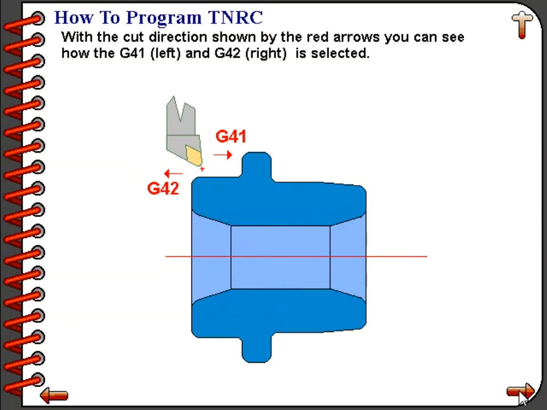Here you can see a back turning operation. A back turning operation would refer to the tool cutting from the back of the part towards the front of the part. However, if the tool were moving towards the back of the part, it would be a G42 situation. If the tool is moving towards the front of the part, the tool would be in a G41 situation. Or in other words, the tool would be on the left of the programmed path.